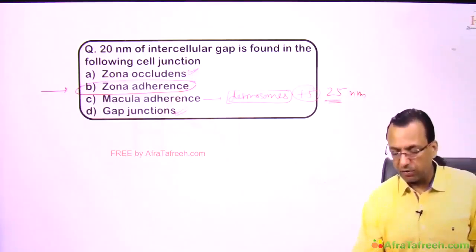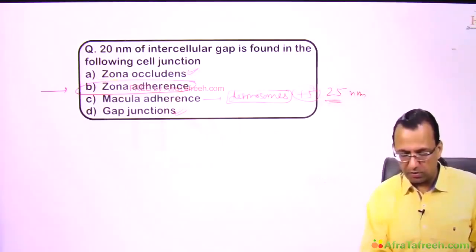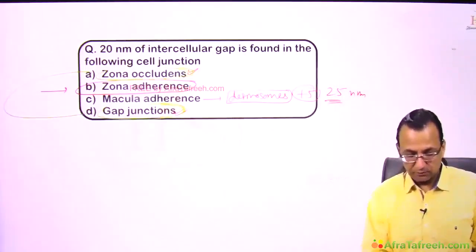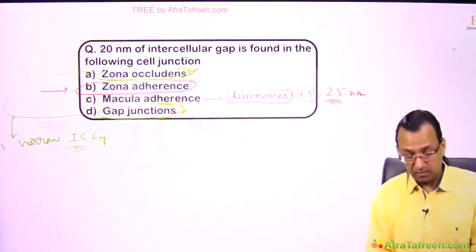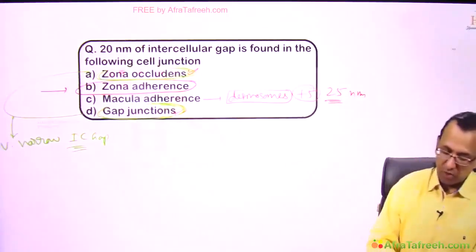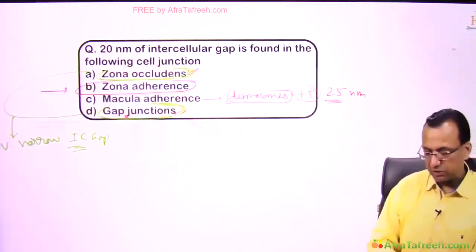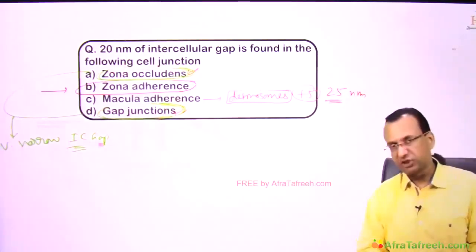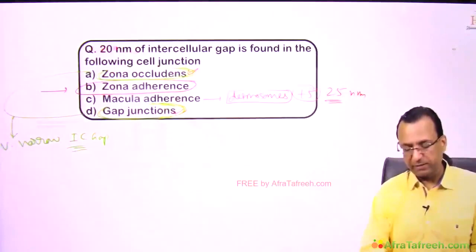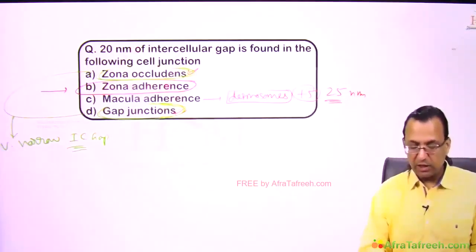If you are talking about the zona occludens or you are talking about the gap junction, then they are having very narrow intercellular gap. Very narrow. So whether it is zona occludens or the gap junction, they have very narrow intercellular gap. Yes. 20 nanometer is present at the zona adherens.